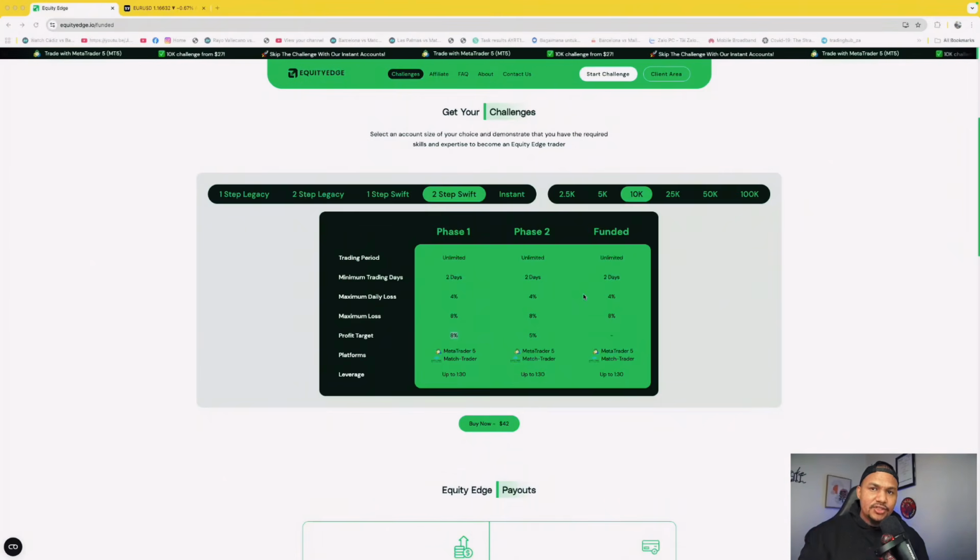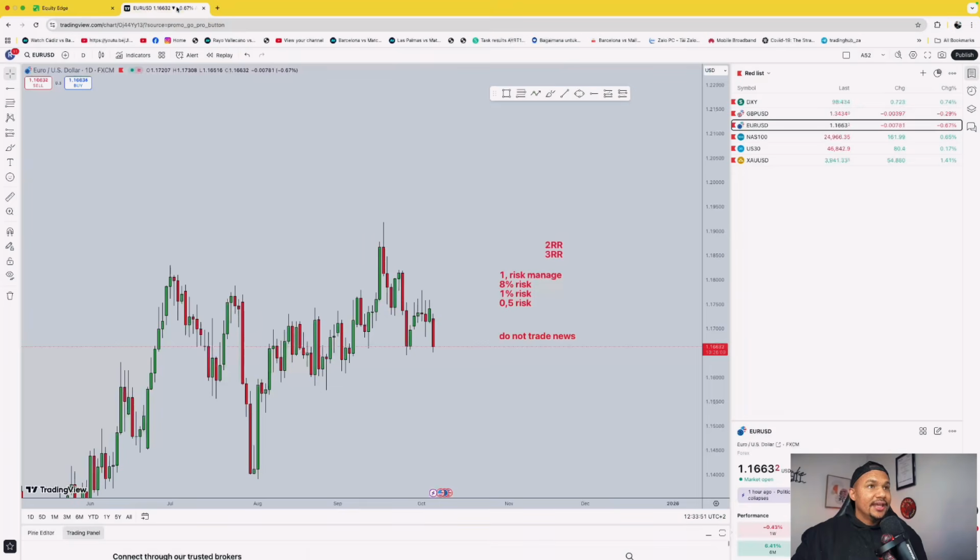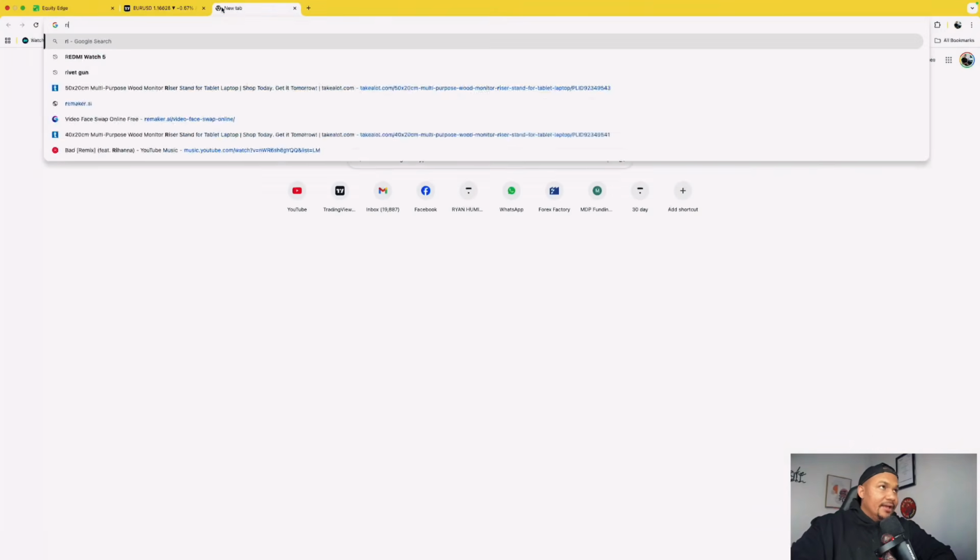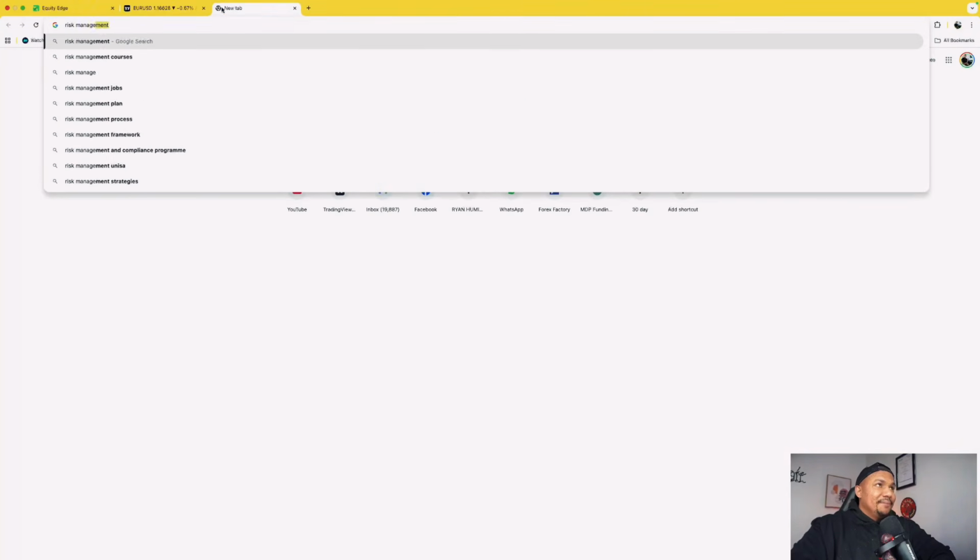Once you've established that you have unlimited time to pass the account, the second thing you want to do is head over to your risk management calculator. Now, there's many places you can get a risk management calculator. Places like Babypips, you say risk management calculator. We're going to go to Babypips over here.